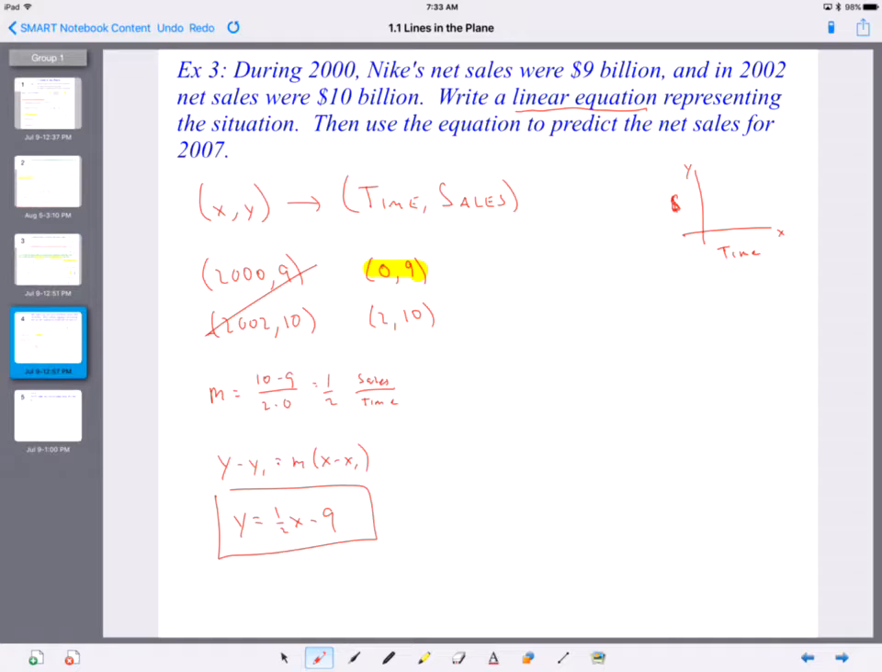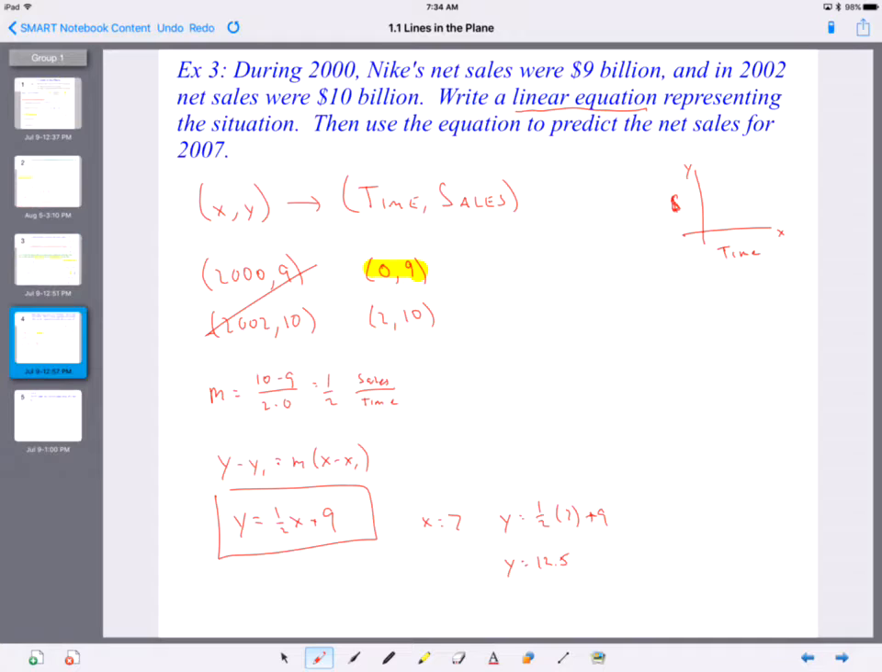But we want to use this equation to predict the sales. Well, we want to predict the sales in 2007. So our x value is not 2007 because of the way we set it up. Our x value is 7 because we went from 2000 to 2002 to 2007. That's a span of 7 years. So then we just plug it in. Y is equal to 1/2 times 7 plus 9. Sorry, it should be plus 9. And we get y is equal to 3.5 and 9, so that's 12.5.